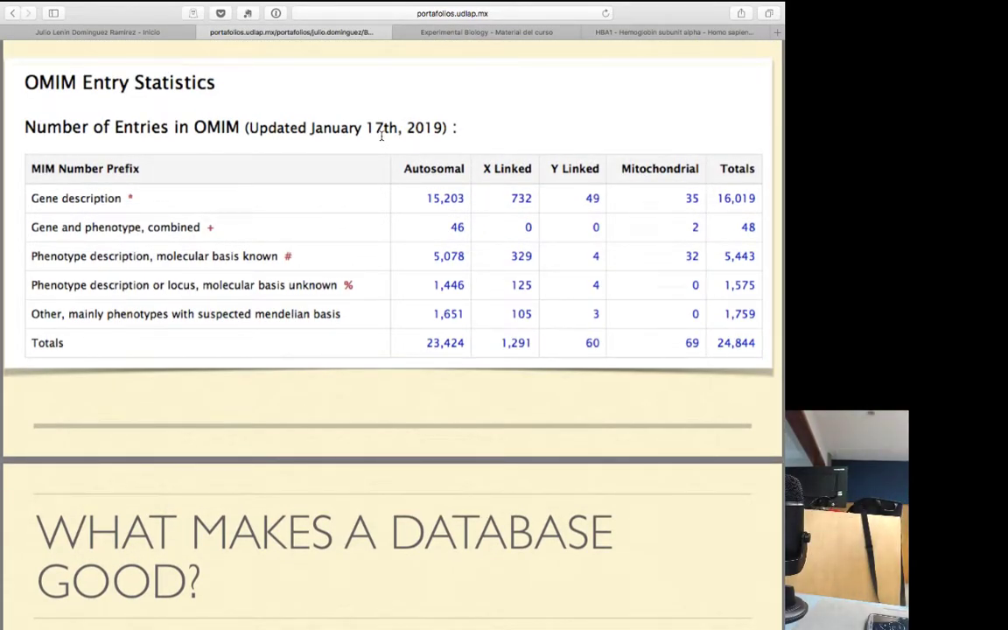Very interesting description. So we have several pieces of information: gene description, gene and phenotype, gene description and molecular basis, phenotype description of locus and molecular basis, and other, mainly phenotypes with suspected Mendelian bases. So the curation of this database all revolves around the phenotypes and a little bit of molecular biology. But if you look over here, we have the classic Mendelian inheritance, either autosomal, linked to the X chromosome, to the Y chromosome, so maternally or paternally inherited, and mitochondria.